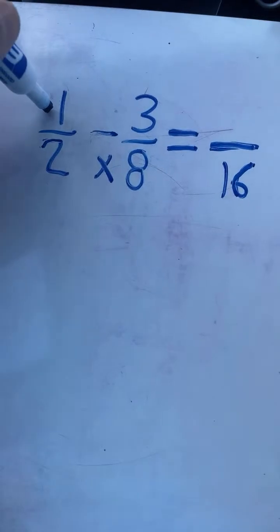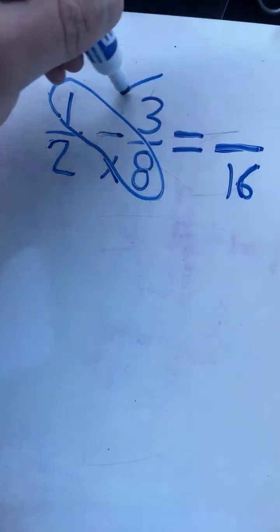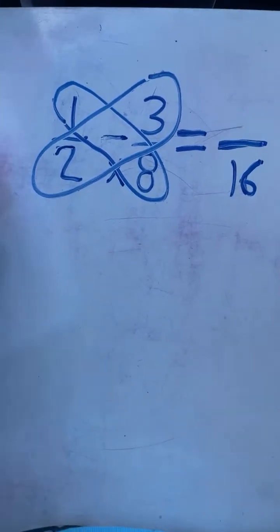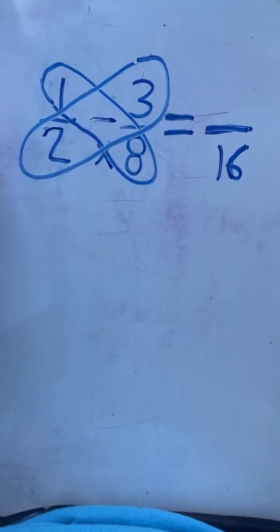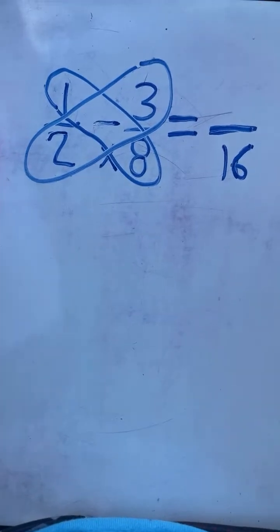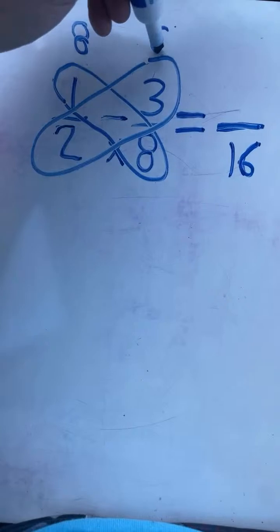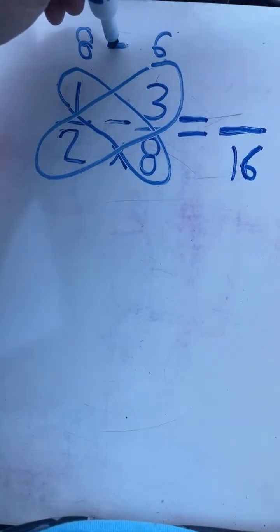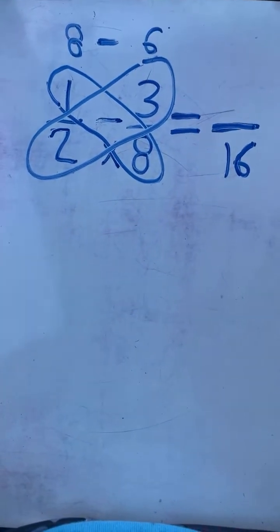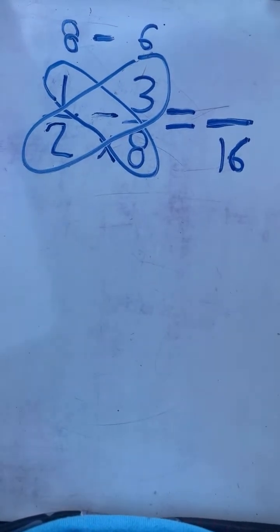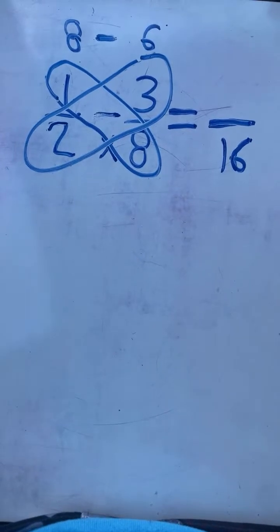Next, we multiply each numerator times the opposite denominator. That's why they call it the butterfly method, because it puts it in the shape of a butterfly. So 1 times 8 equals 8. 2 times 3 equals 6. So next we subtract 8 minus 6. If I want to write the whole thing out like I did for the first problem, we have 8/16 minus 6/16.